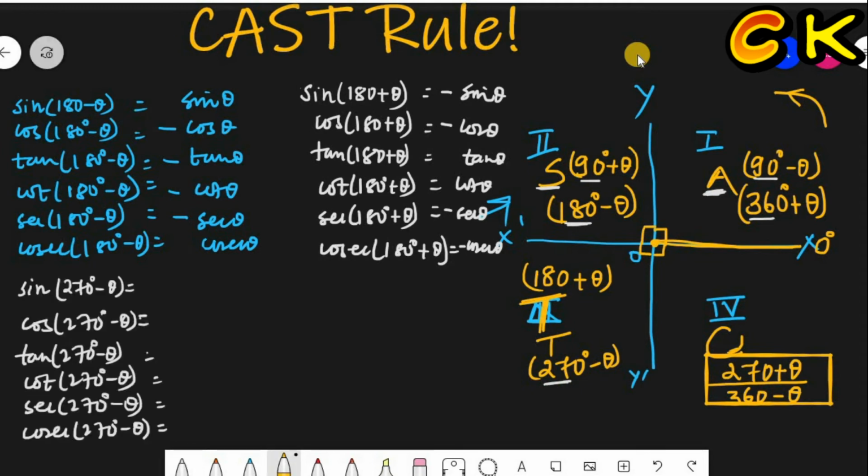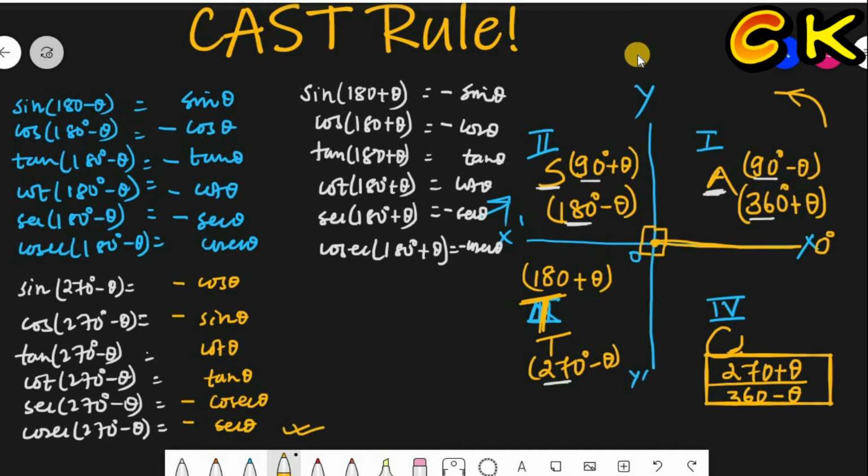Okay, now let's see the formula of 270 degree minus theta. As you know, 270 degree means an odd multiple of 90, that is 90 into 3. So there is a change. Sine changes to cos, cos changes to sine, tan changes to cot, cot will change to tan, sec to cosec, and cosec will change to sec theta. Now 270 degree minus theta lies in the third quadrant, so tan and cot are only positive, so the remaining will be negative. So this is the formula that you should remember.